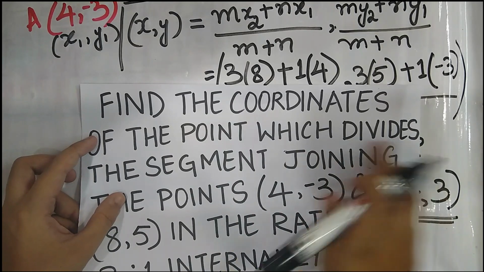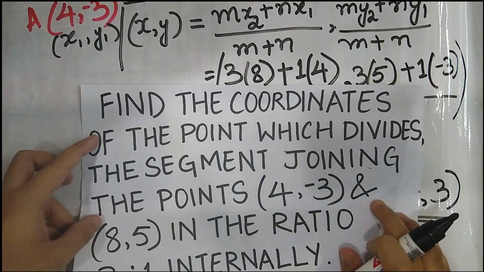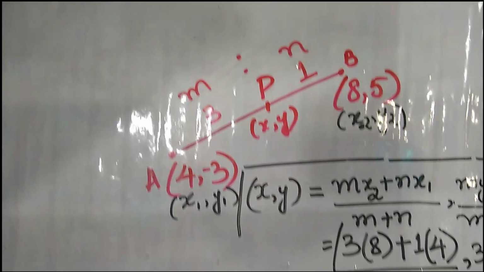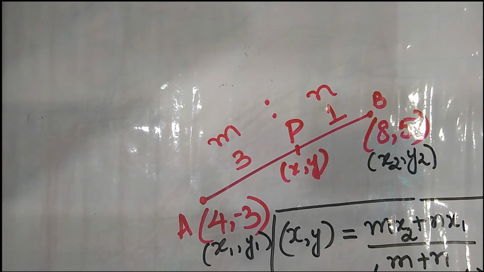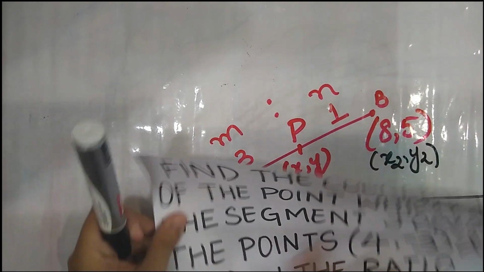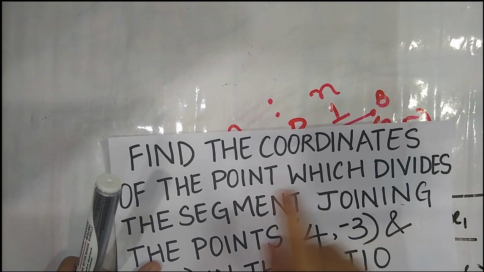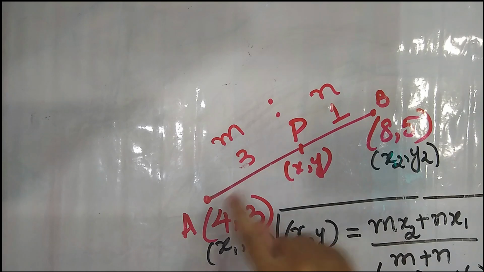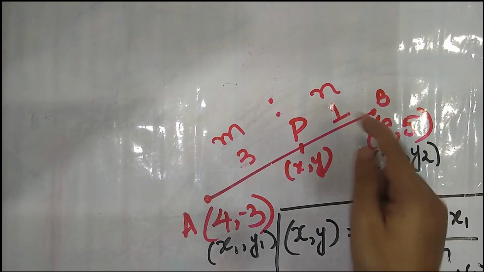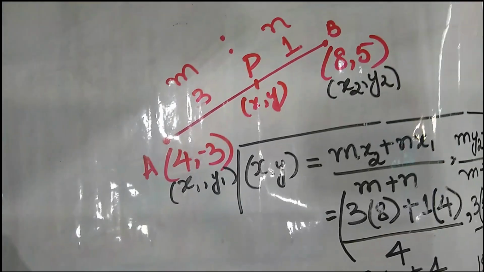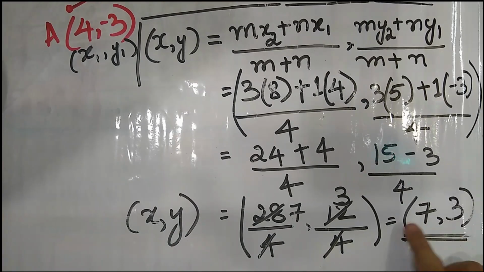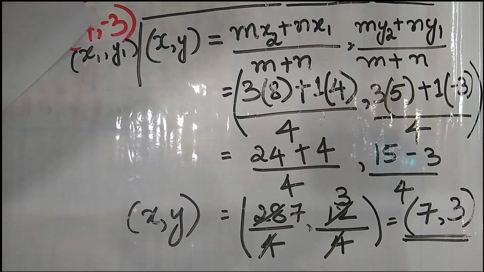Find the coordinate of the point which divides the segment joining the point 4 comma minus 3 and 8 comma 5 in the ratio 3:1 internally. First what we did was we tried to figure out the diagram. We drew a line segment AB having these specified coordinates as in the question. Then we were asked to find the point that divides this line segment in this ratio. So P was the point which was dividing this line segment in the ratio 3:1 internally. So after that was done, we applied the section formula. By applying the section formula, we got 7 comma 3 as our coordinate.